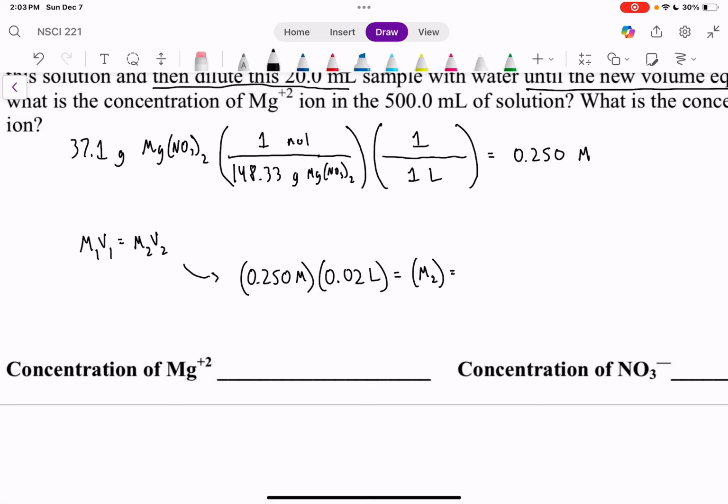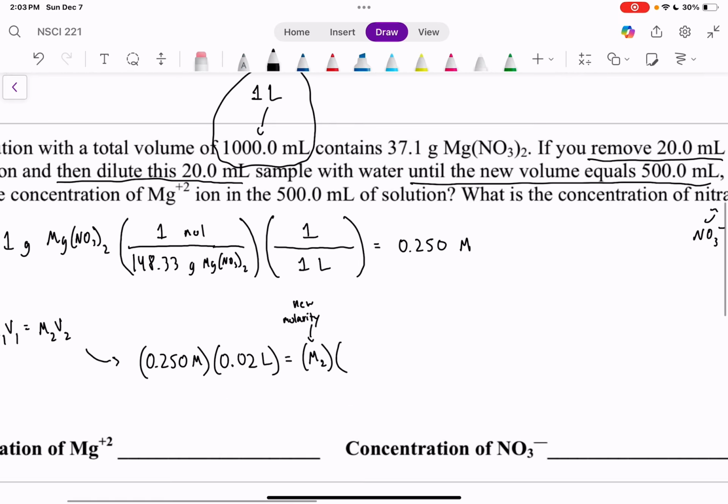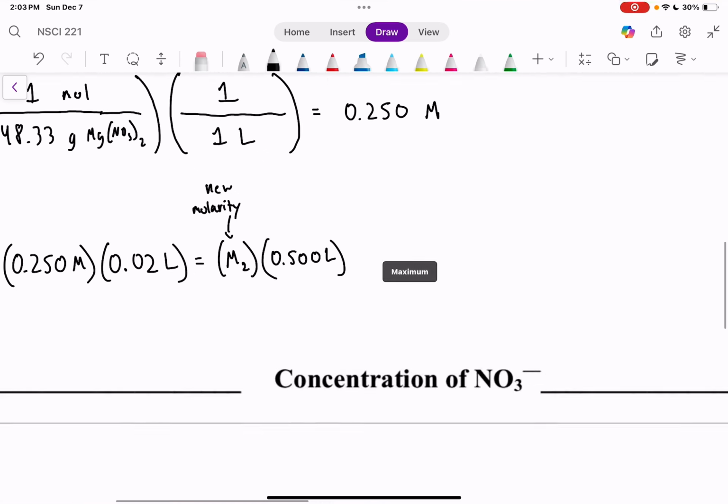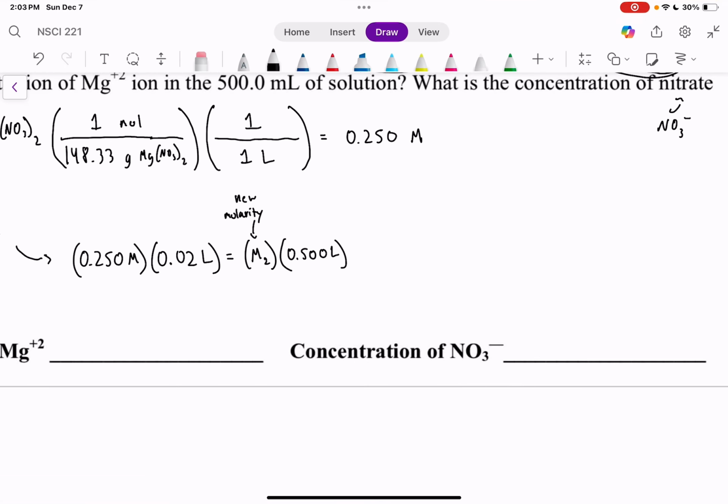This is our new molarity, and we set this equal to our desired volume, which they said was a new volume of 500 milliliters, which is just 0.500 liters. So now to solve for M2, we just rearrange.